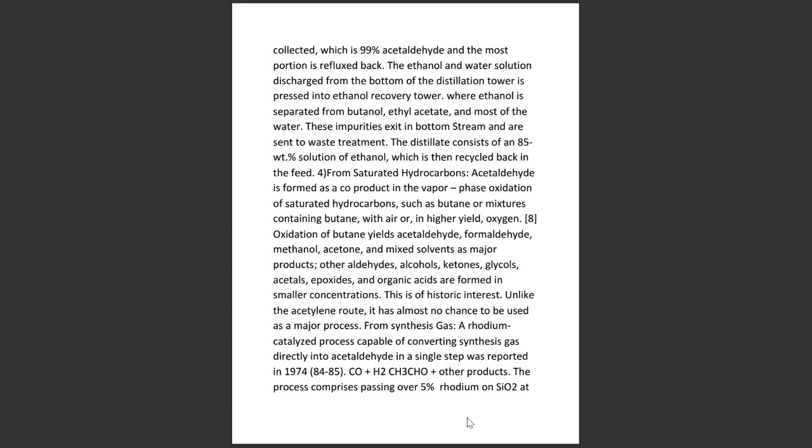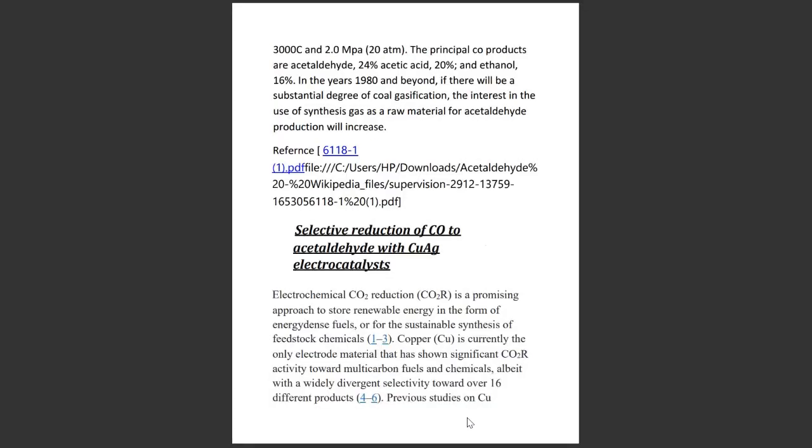Formaldehyde methanol is a non-mixed solvent. This is of historic interest only. Unlike the acetylene route, it has almost no chance to be used as a major process. From synthesis gas, a rhodium catalyzed process capable of converting synthesis gas directly into acetaldehyde in a single step was reported in 1974. The process comprises passing synthesis gas over 5% rhodium on SiO2 at 300 degrees Celsius and 20 atm pressure. Principal co-products are acetaldehyde 24%, acetic acid 20%, and ethanol 16%. In 1980 and beyond, if there is a sufficient degree of coal gasification, the interest in the use of synthesis gas as a raw material for acetaldehyde production will increase.